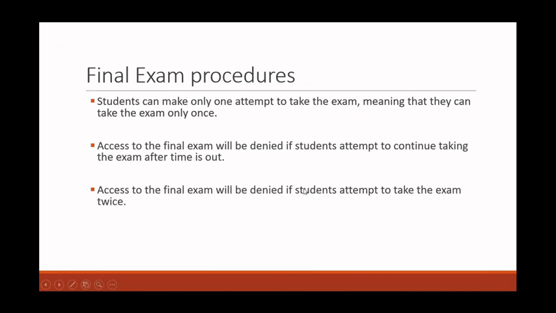Let's see the next one. Access to the final exam will be denied if students attempt to take the exam twice. So if you try again, it's not gonna be available for you, okay? Scores obtained after finishing the final exams will not be modified. So you cannot have your scores change after that. I mean, 20 means 20, not 21 or 22.